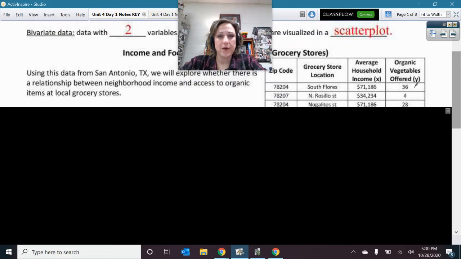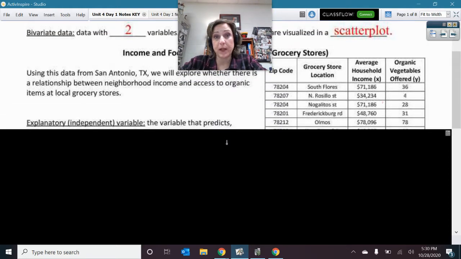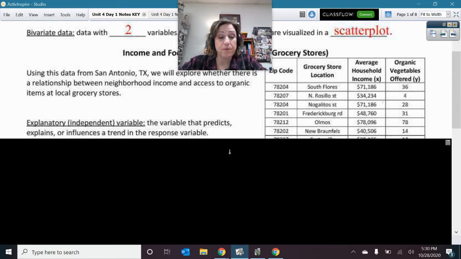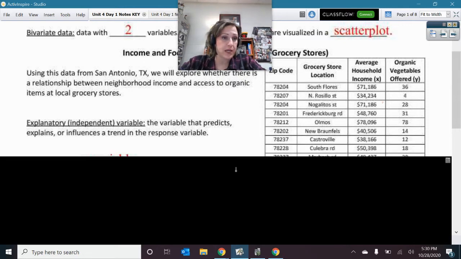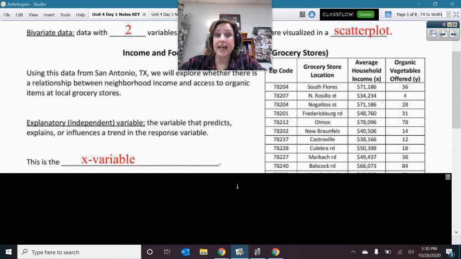So here we go. Now we've addressed this before. Remember when we talked about our explanatory variables, our independent ones? It's that variable that we think might be predicting or having an effect on the other, the response variable. Okay, so how do we represent that? That's typically our x variable.